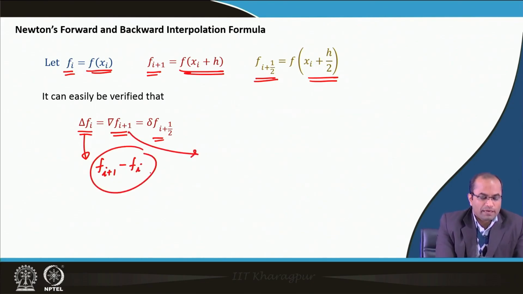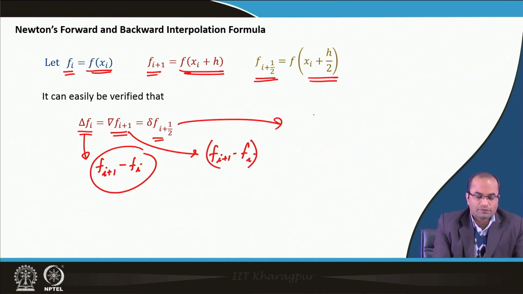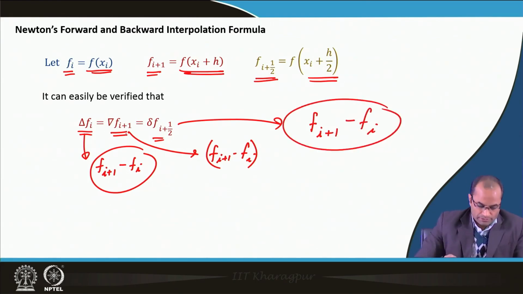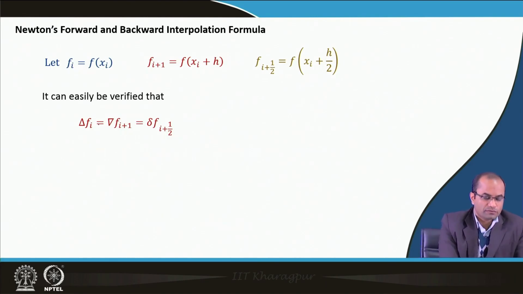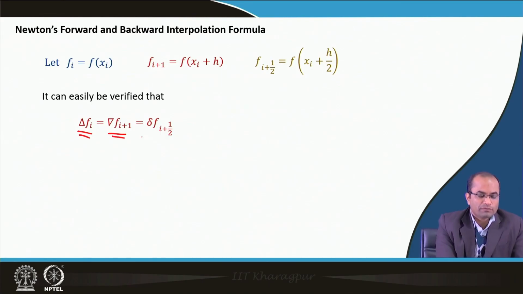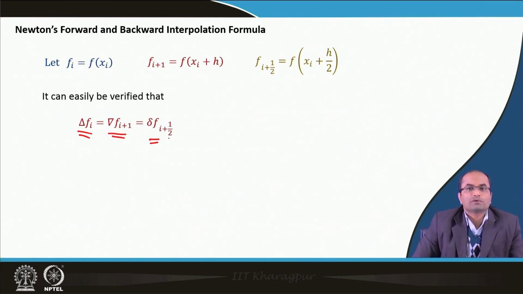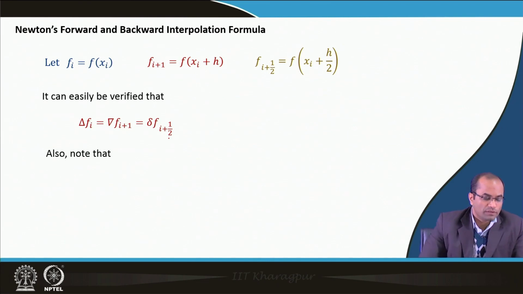When we are at the backward operator, it will give f_{i+1} minus f_i, which is the same. And when we are at the central difference operator, f_{i+1/2} will be added, so we have i+1 and then again f_i. So all these three are the same. Therefore, we are saying that the forward operator on f_i is equal to the backward operator on f_{i+1}, and this is equal to the central difference operator on f_{i+1/2}. So these three are equal here.